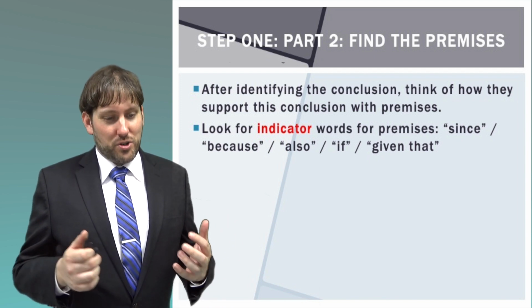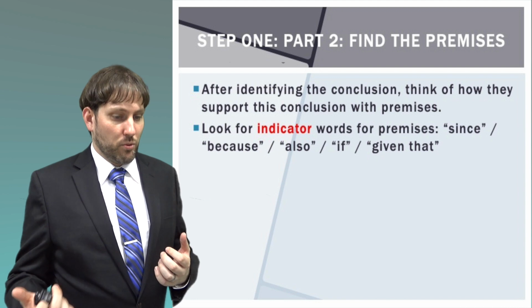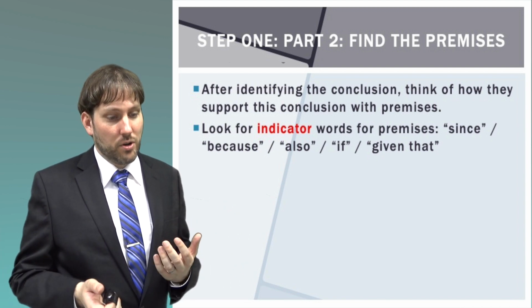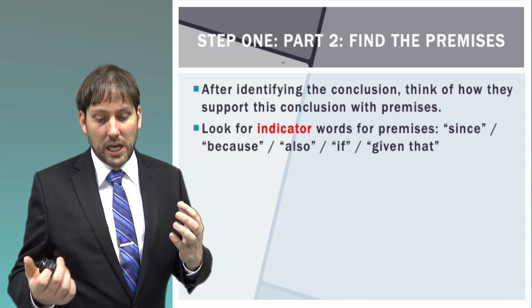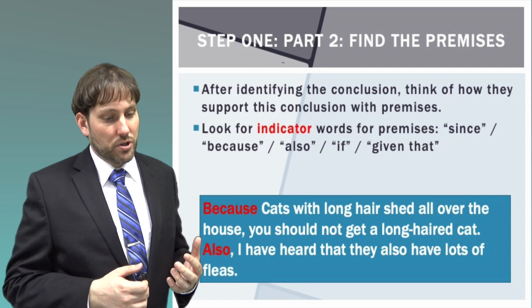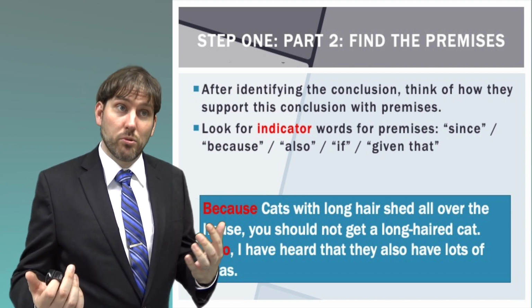After identifying the conclusion, think of how the premises support this conclusion. Look for indicator words for each of the premises. There might be some, there might not. Since, because, also, if, given that are signs that we're talking about a premise. Because cats with long hair shed all over the house, you should not get a long-haired cat. Also, I've heard they have a lot of fleas. In this case, I've given you indicator words for the premises.